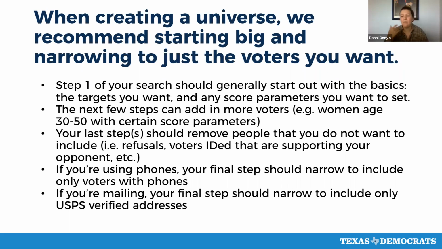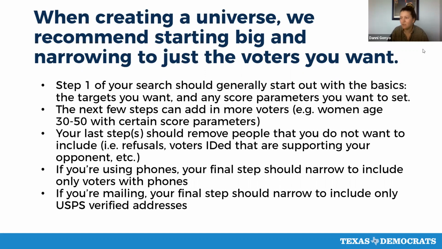And then depending on the type of voter contact that you're doing, if you are making phone calls, for example, one of your final steps is going to be narrowing to phones. If you're sending mail, the final step may be narrowing to addresses that have a USPS verified address. That just means that the United States Postal Service has verified that this is an actual mailing address, and your mail is less likely to be denied, and you won't have to pay for that unnecessary mailing.